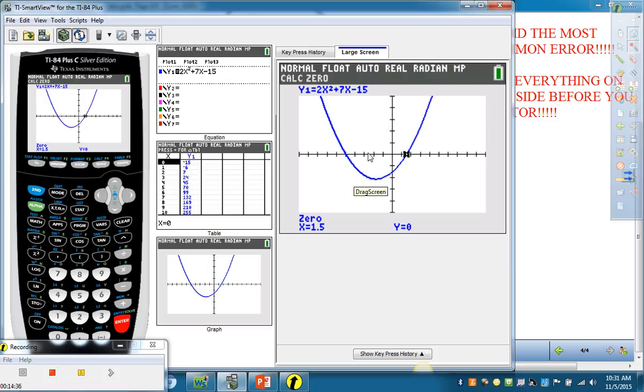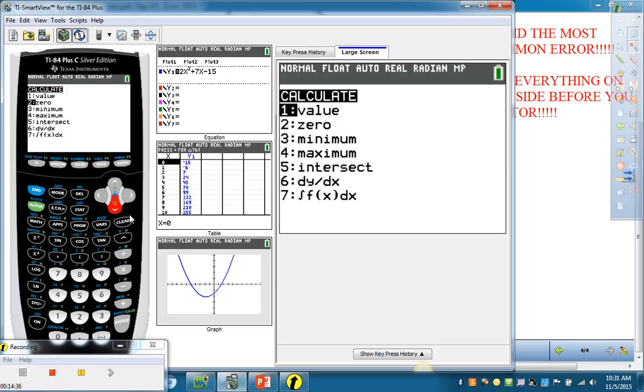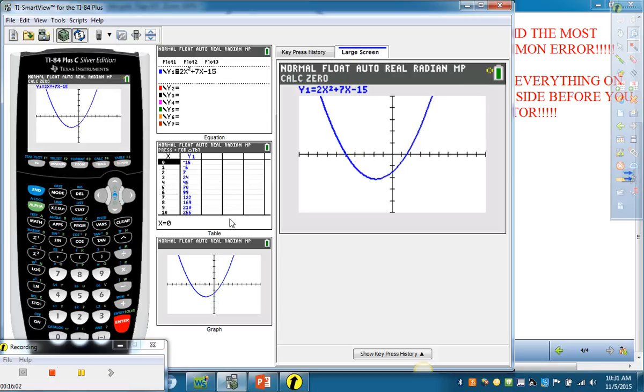So there's two of them here, right? I got them on two different tries that I did it. So, to find this one over here, I do second, trace, number 2, enter. It's asking for a left bound. So if I'm trying to find this one, then I need to move my cursor to the left side of this one. So I'm going to go to the left of negative 5. You need to make sure you are getting to the left of the proper x-intercept. So I'm to the left of negative 5, I hit enter. Then I move to the right of negative 5, I hit enter again, and then it says guess, and I get negative 5.